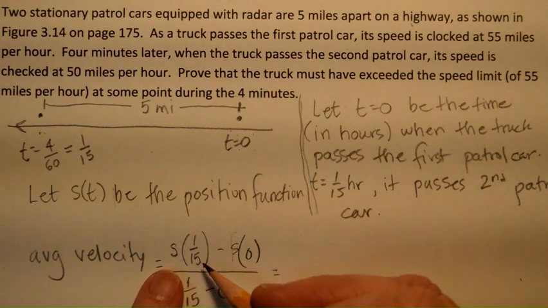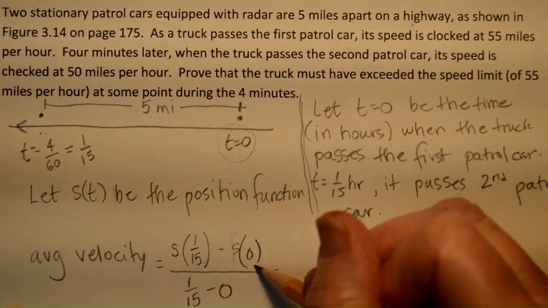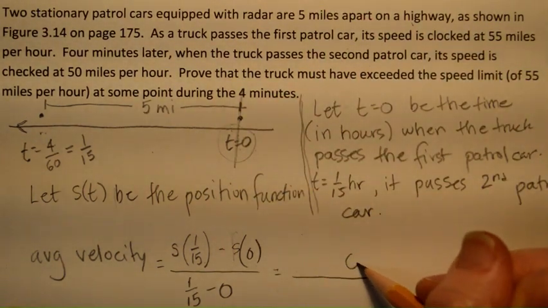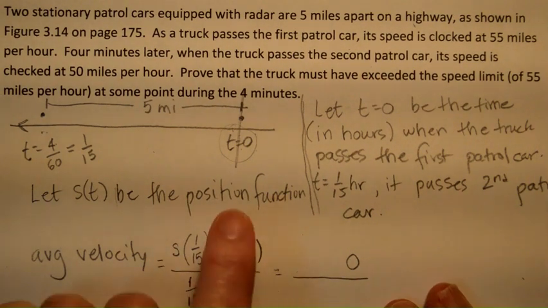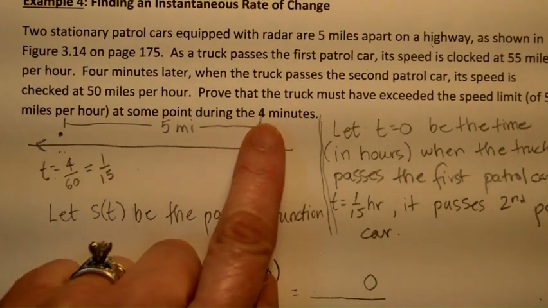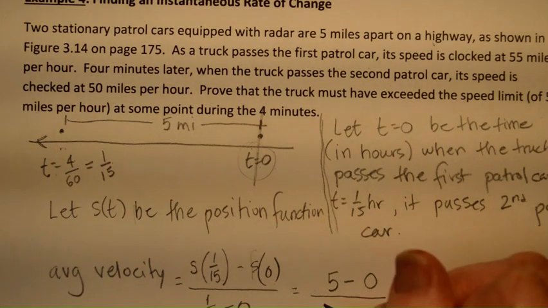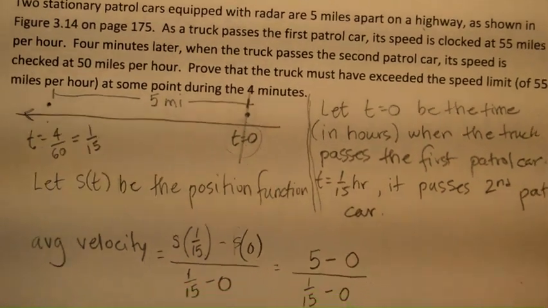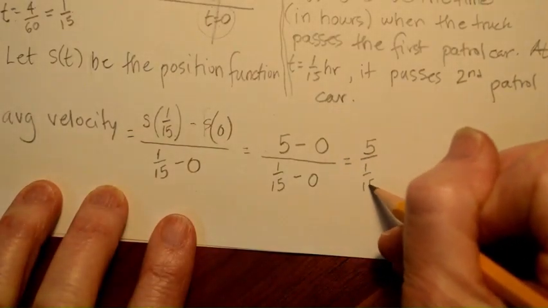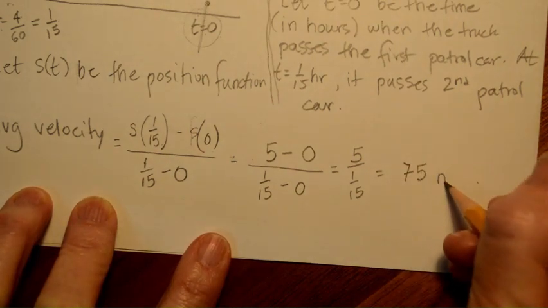All right, so its position at time 0, we're assuming this is the starting point, so we'll say its position here is 0. And its position at 1/15 of an hour is when it's come all the way down here, and it's gone 5 miles from our starting point. So here we're at 5 minus 0, and then we've got 1/15 minus 0. So we end up with 5 over 1/15, and with keep change flip we end up with 75 miles per hour.